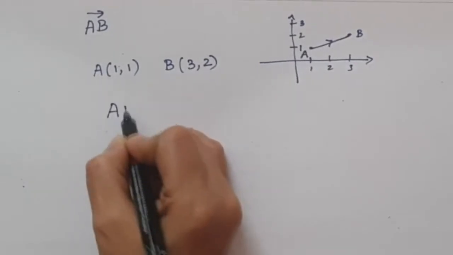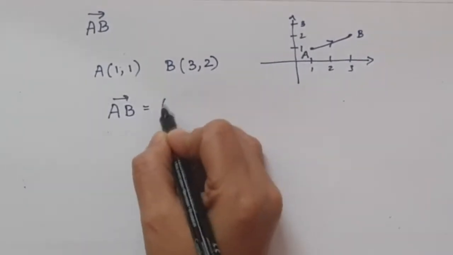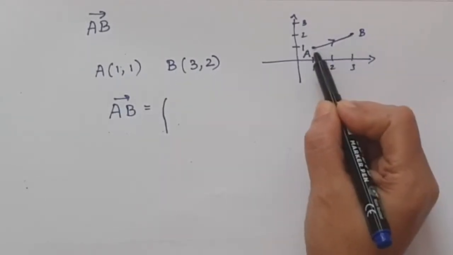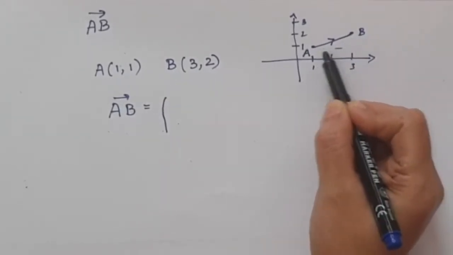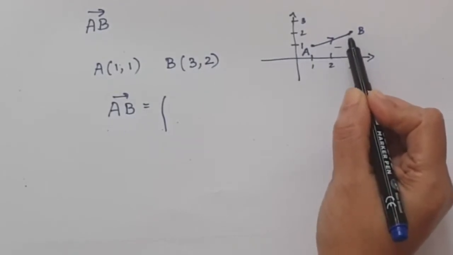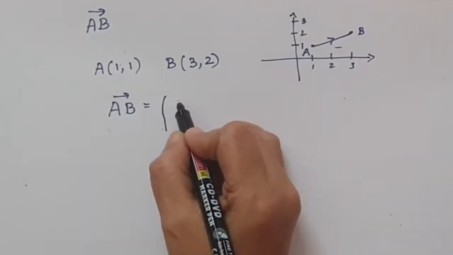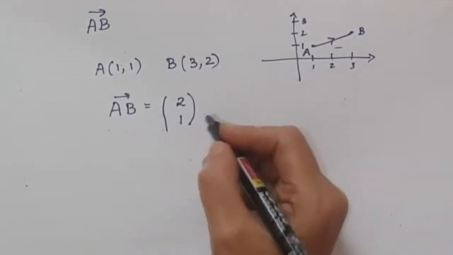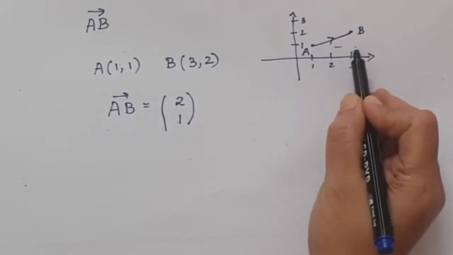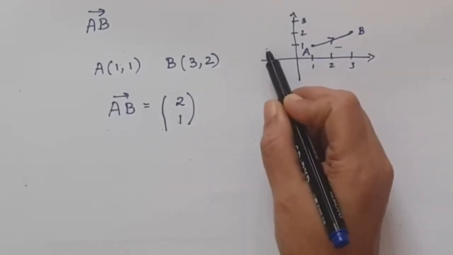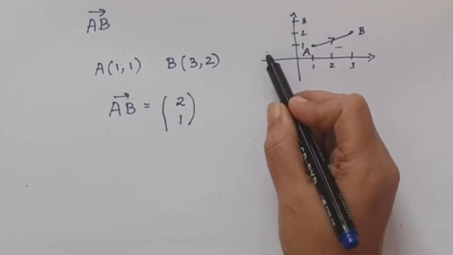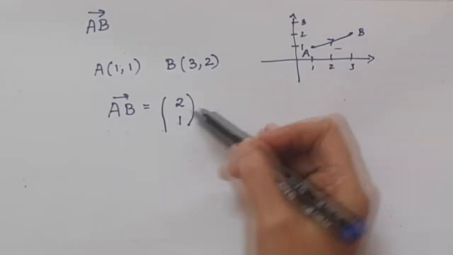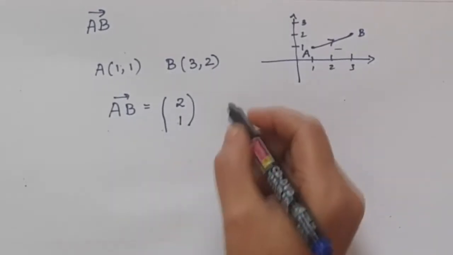Now to write this vector AB, we need to check how many blocks the vector has moved in the x direction and in the y direction. In the x direction it has moved 2 blocks and in the y direction only 1 block. So we write it as (2, 1). Moving right in the x direction is positive, moving left is negative. Moving up in the y direction is positive, downwards is negative. So vector AB is (2, 1).